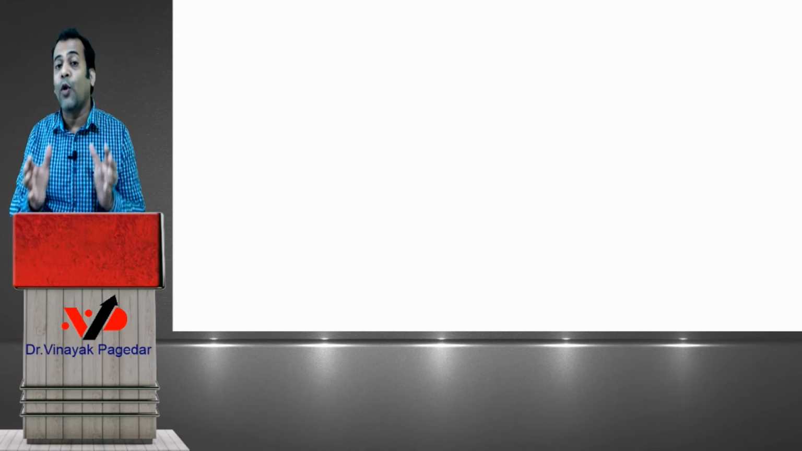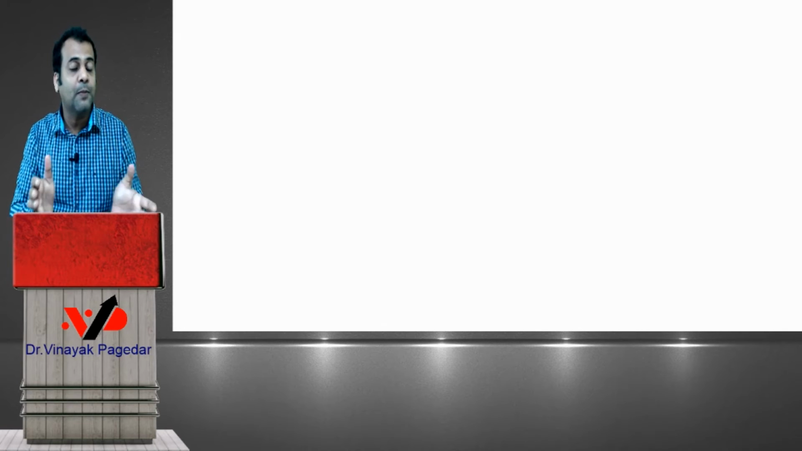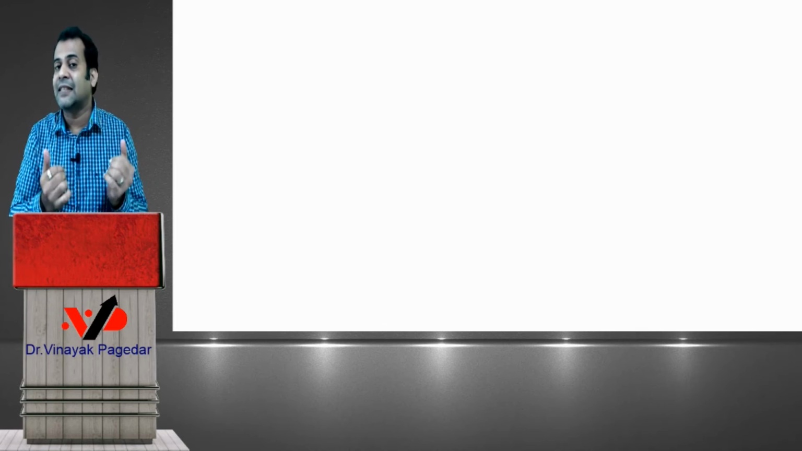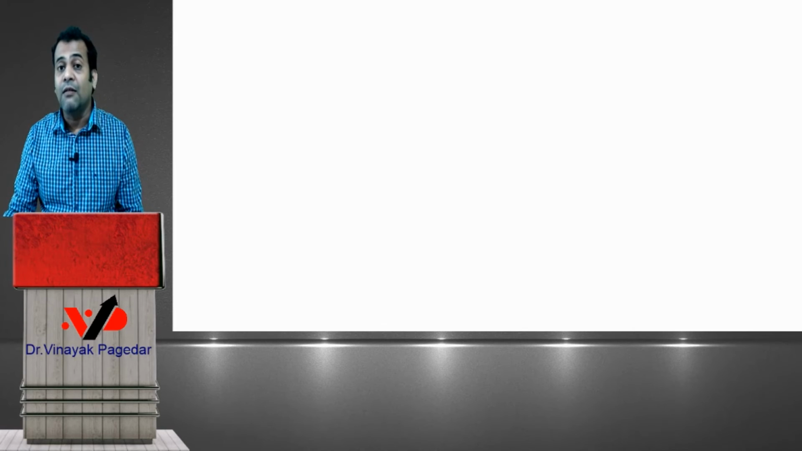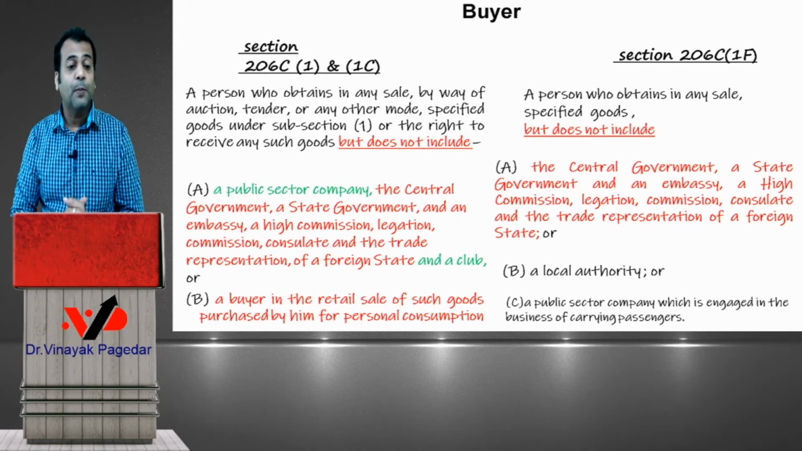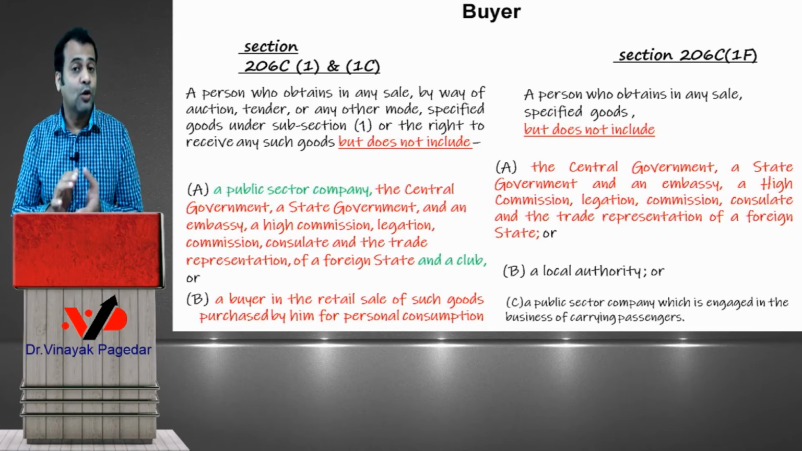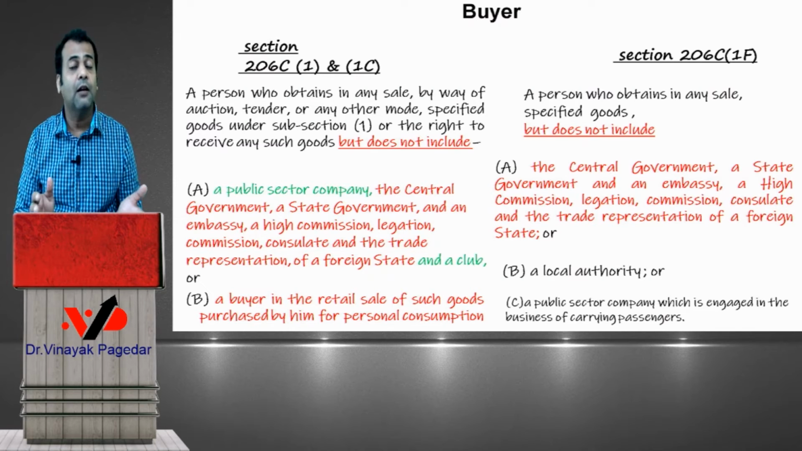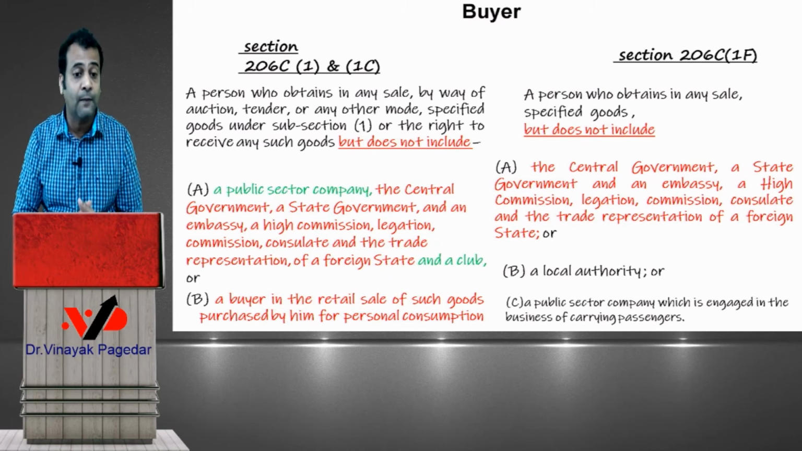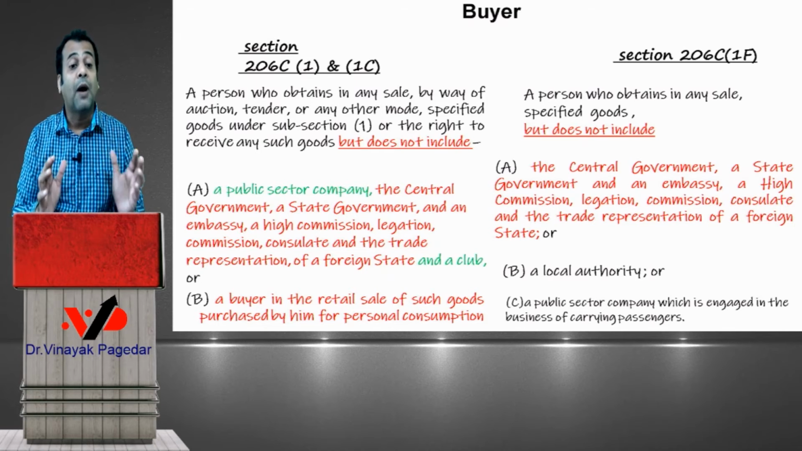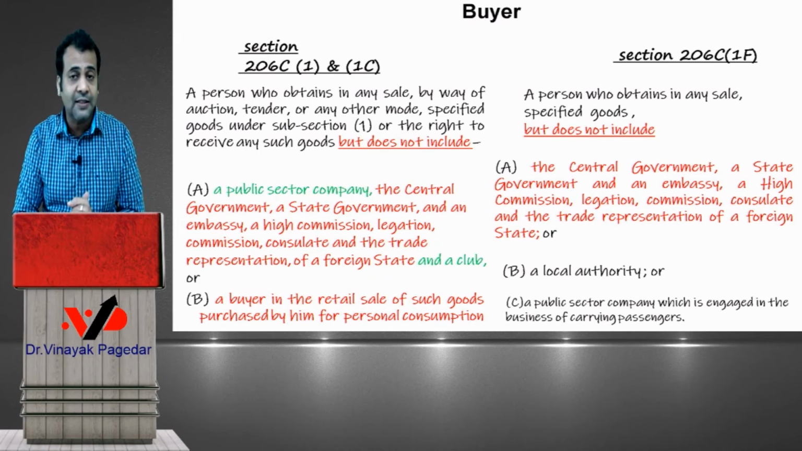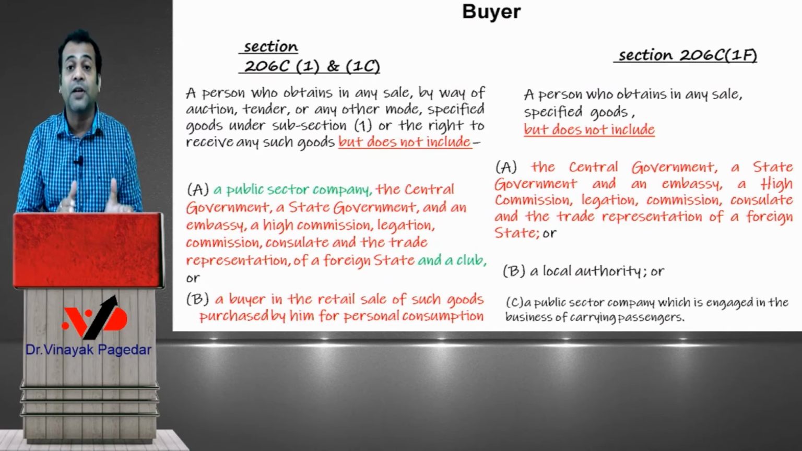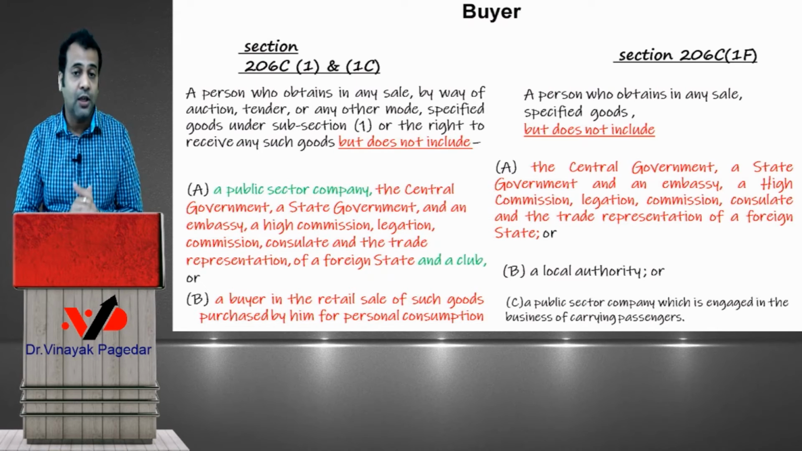Because I have to fall in the definition of a buyer for the purpose of TCS if TCS has to be collected from me. So now let us look at the definition of buyer. It says for the purpose of section 206C clause 1 and 1C, a person who obtains in any sale by way of auction, tender or any other mode specified goods under subsection 1, or the right to receive any goods, but does not include the following persons which you see in point A or B. They will not be treated as buyers for the purpose of TCS. No TCS is to be collected from the persons mentioned in A or B.